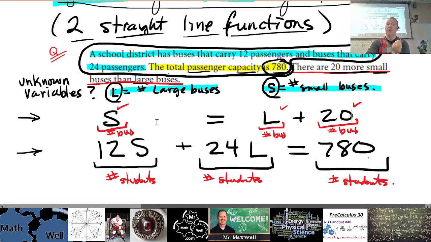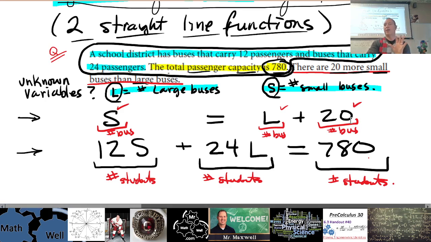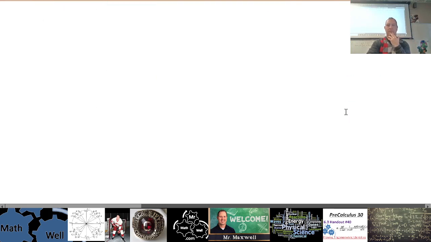Like, what are the unknown variables? L and S. So a question would be, how many large buses and how many small buses are involved here, right? That would be an obvious question we could answer here. But I'm going to pause there, and I'm just going to move to the next question to create another system. Okay, so this was question number 1. All right, I think I have question number 2 up here.